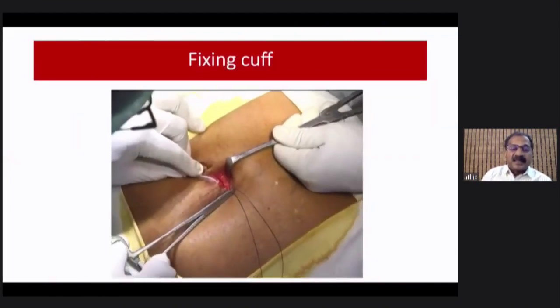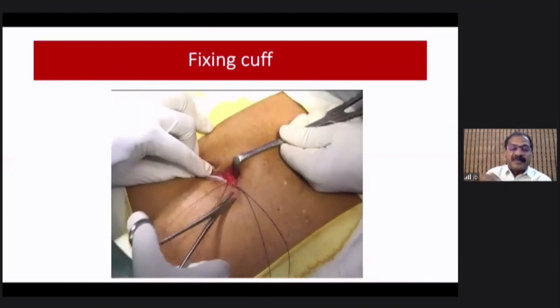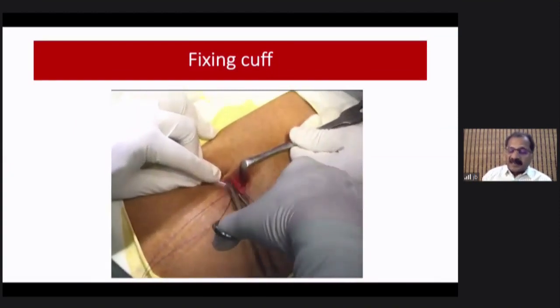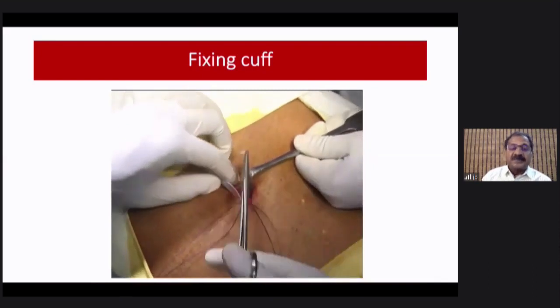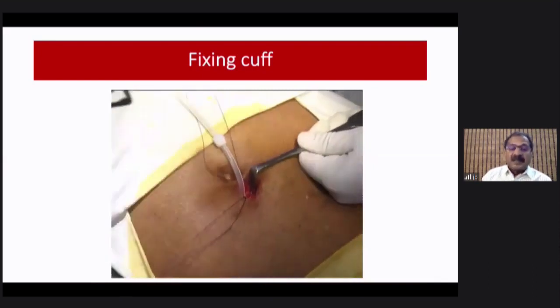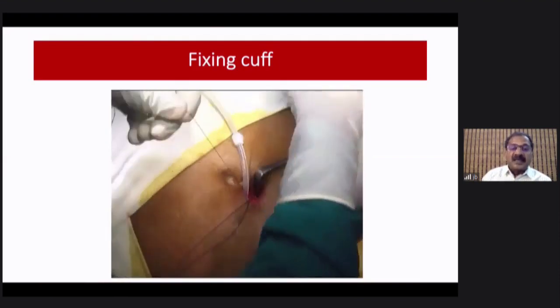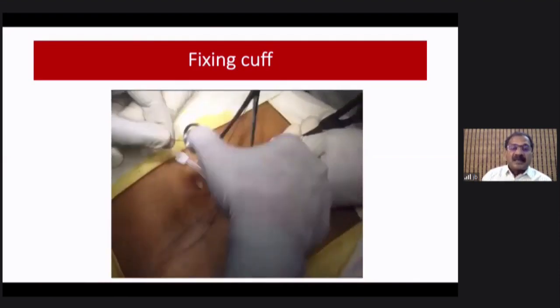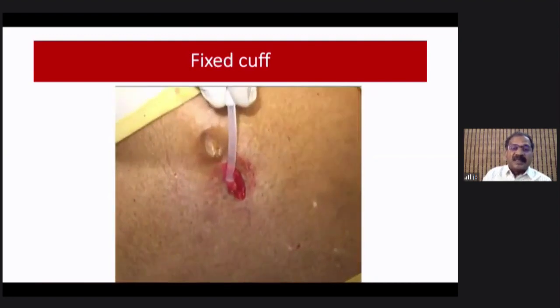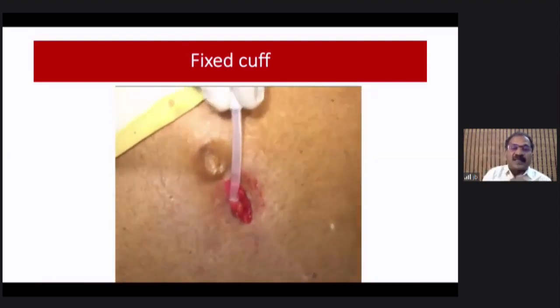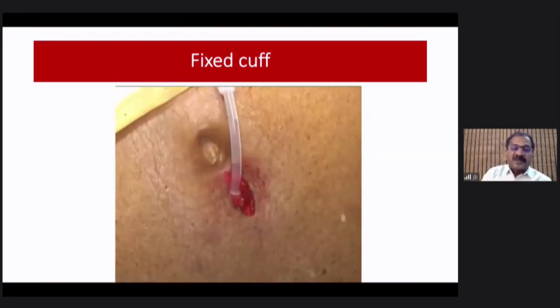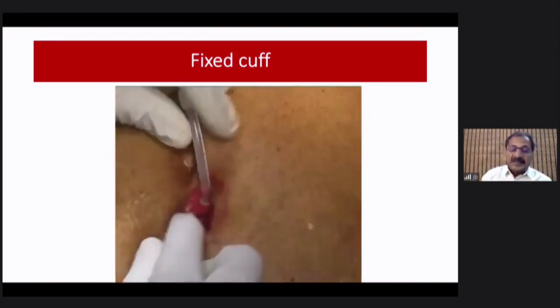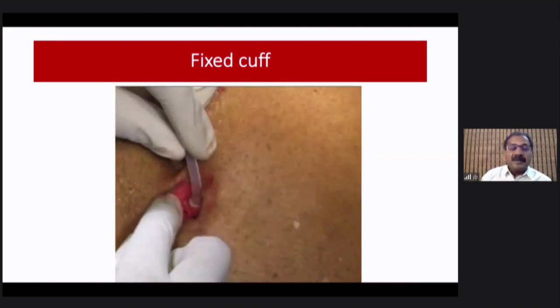So this is again on the other side. So I am fixing the cuff on either side with the initially placed vicryl sutures. And once I have fixed the catheter, you see that I cannot pull out the cuff. It is very, very securely fixed to the tissues. So the leak will be literally nil.